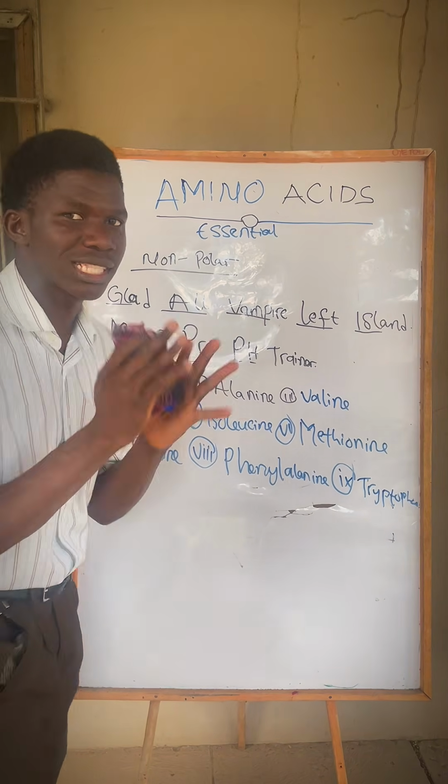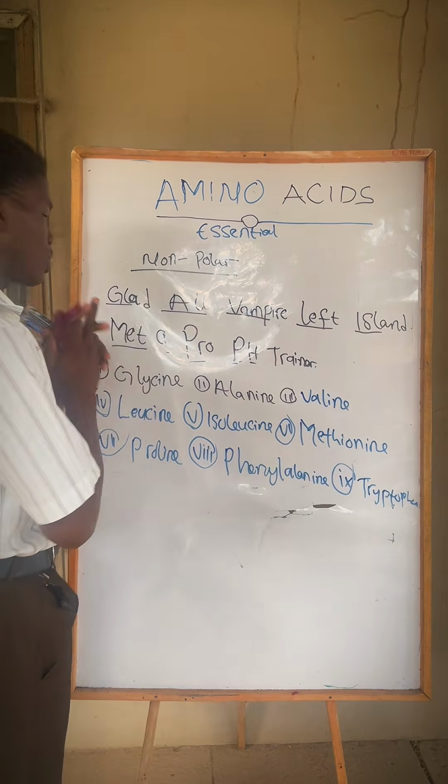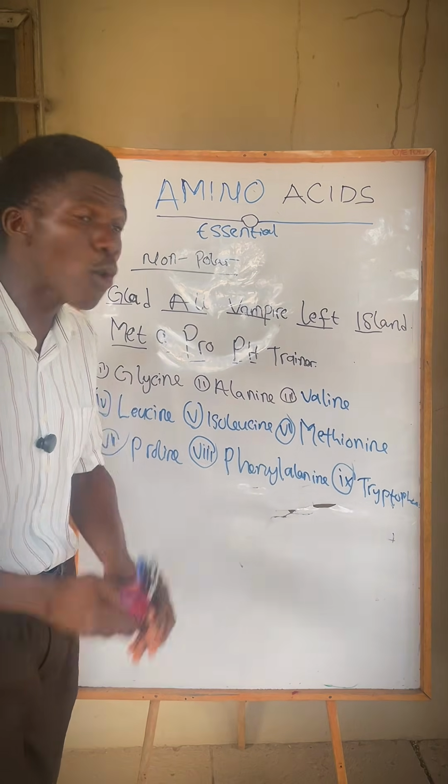Glad all vampires left the island. Why did they? Because they met a professional public health trainer.